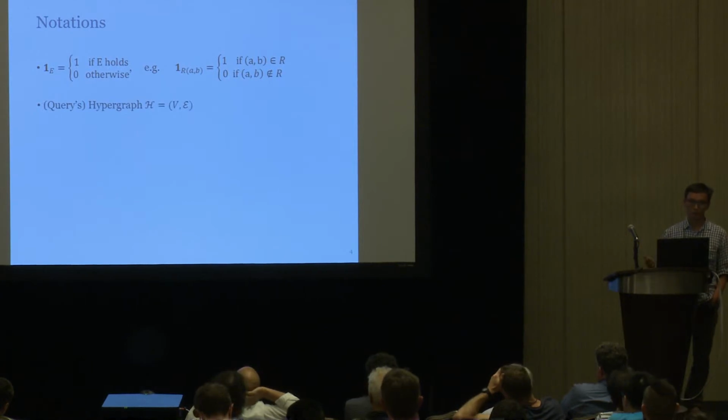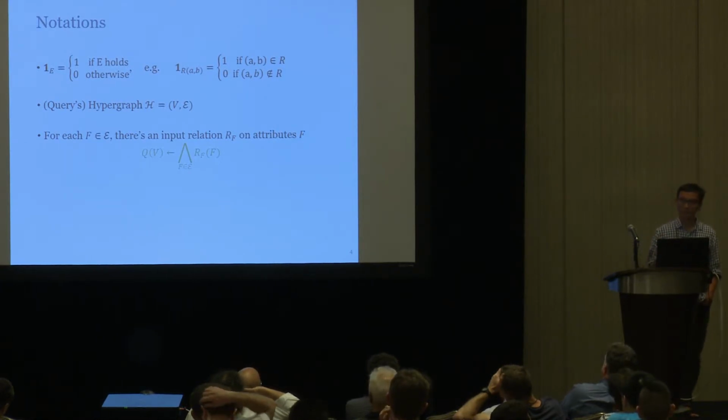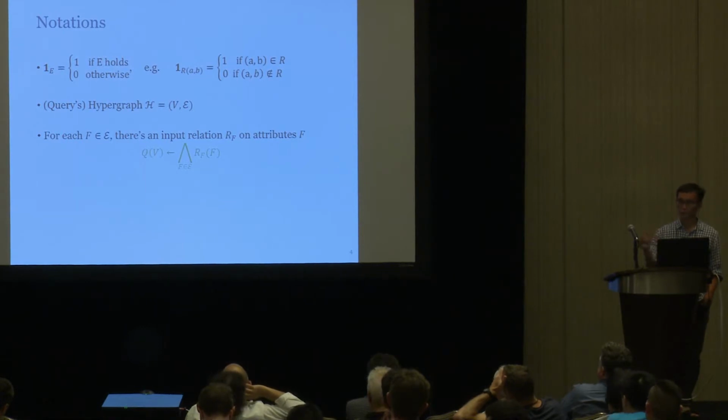We will be working with an input query hypergraph, and there will be a query which is the join of all of the input relations. There's 1 per hyperedge of the hypergraph, and the vertices of the hypergraph are exactly the variables occurring in the query, and R sub f is a relation whose variables are indexed by f.